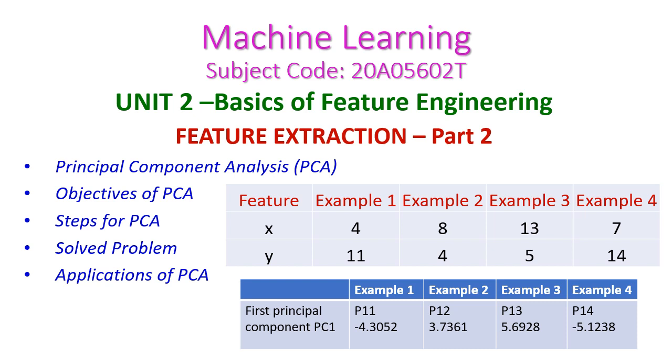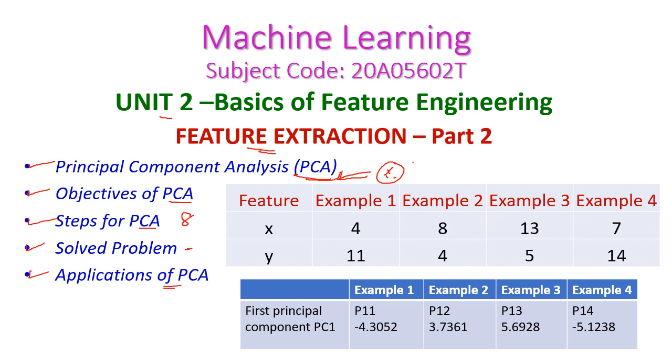In this machine learning class, we will see the second part of feature extraction, that is principal component analysis. This is one of the important methodologies for reducing the dimension of a data set. In this class, we will see what principal component analysis is, the objectives of PCA, and the steps for PCA, totally 8 steps, then one solved problem.